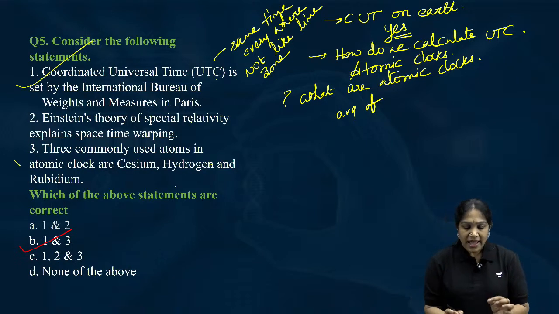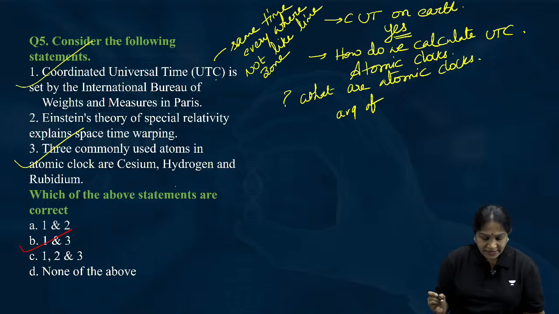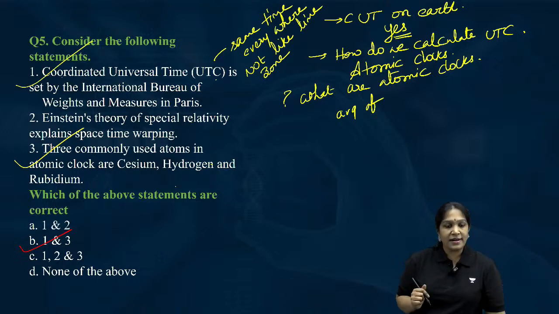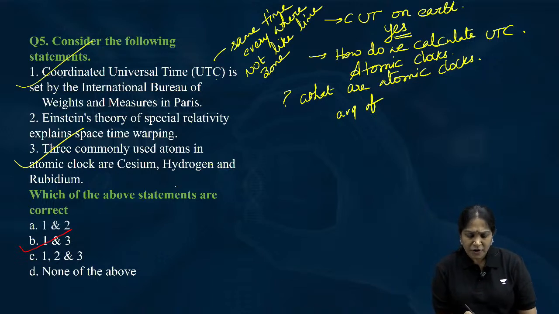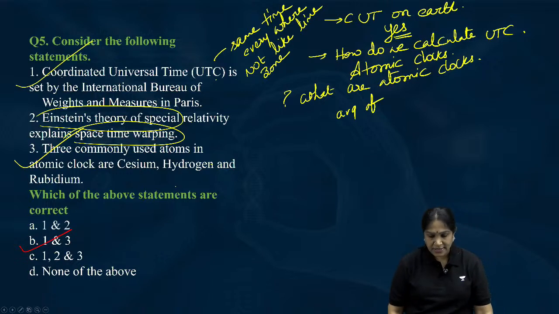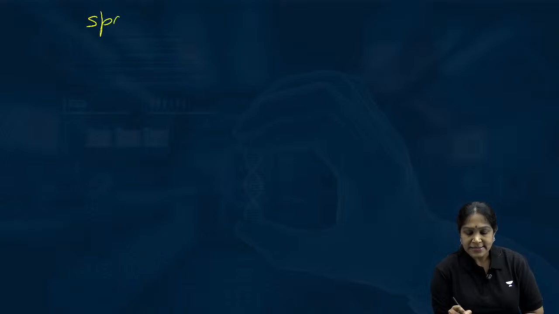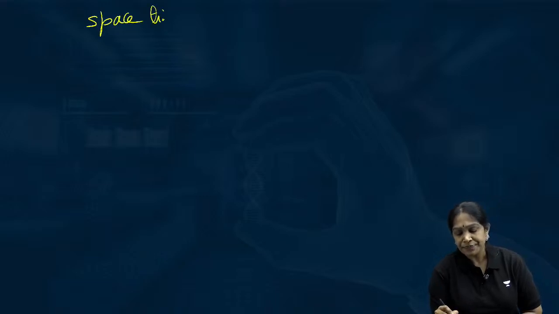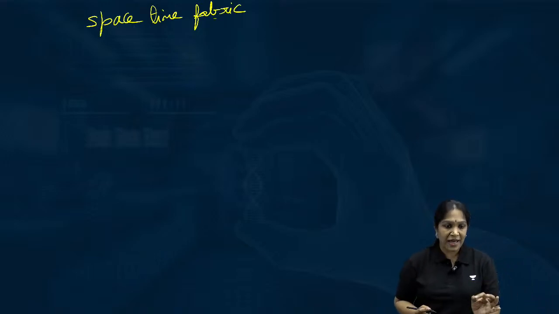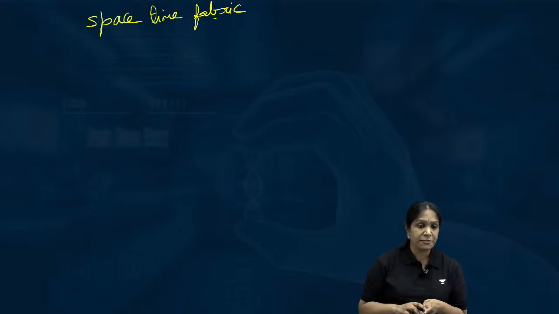Okay. And Einstein's theory of special relativity explains space-time warping. For that, we have to understand what is Einstein's theory of special relativity and what is space-time warping. Interesting concepts. Let us try to understand. First, what is the space-time fabric? Use the word once. Space-time fabric. Where do we have the space-time fabric?